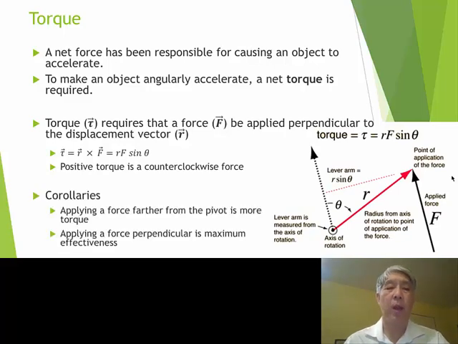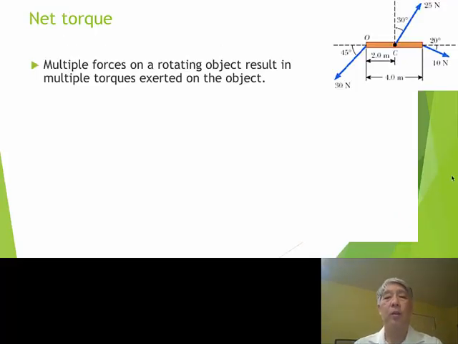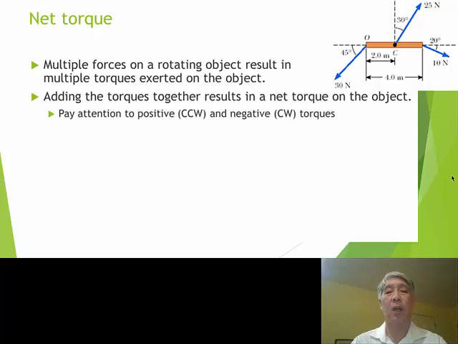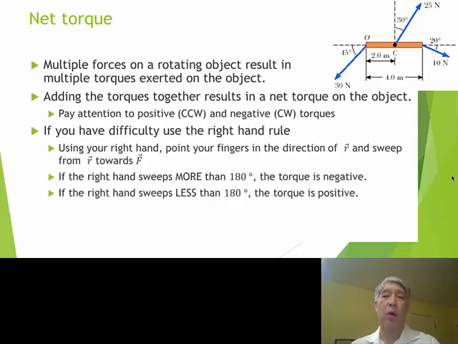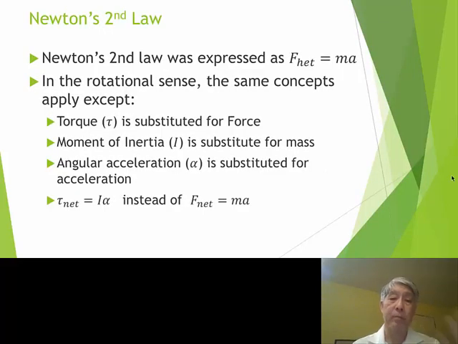Okay, so here's the picture and the various corollaries about force being perpendicular and farther from the pivot point. Again, net torque, we just add up the various torques, paying attention to positive and negative, or counterclockwise and clockwise torques. And again, watch out for those zero torque situations.